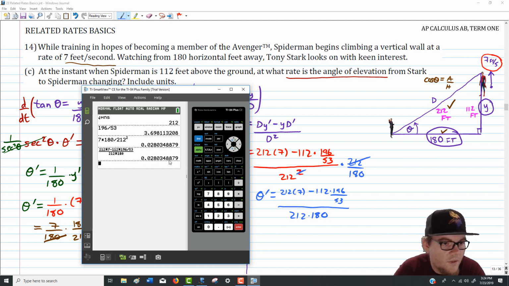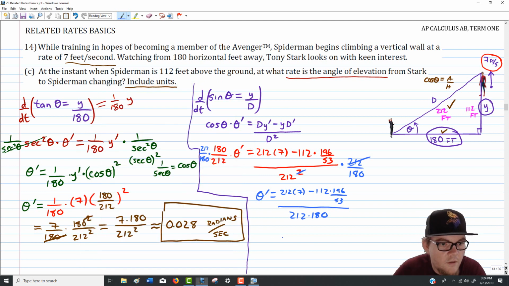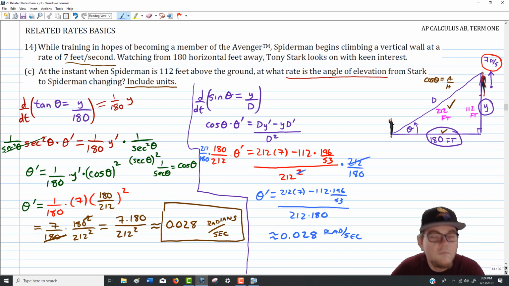And notice that we once again got 0.028034. Good job, us. We were able to get it there. And again, the moral of the story is it doesn't matter which trig ratio you choose, as long as you do your differentiation correctly. You'll be able to get to the correct answer through any of those 6 paths.